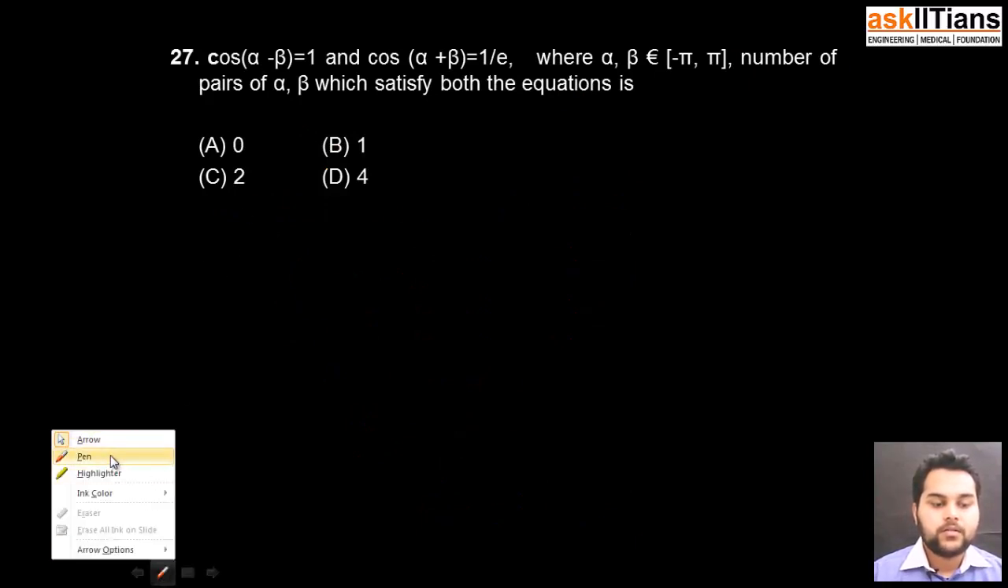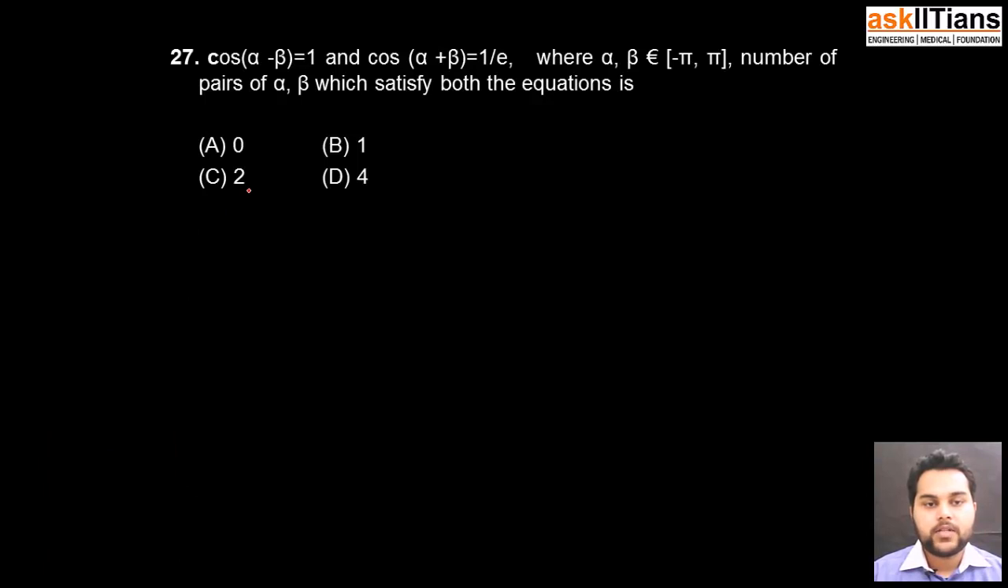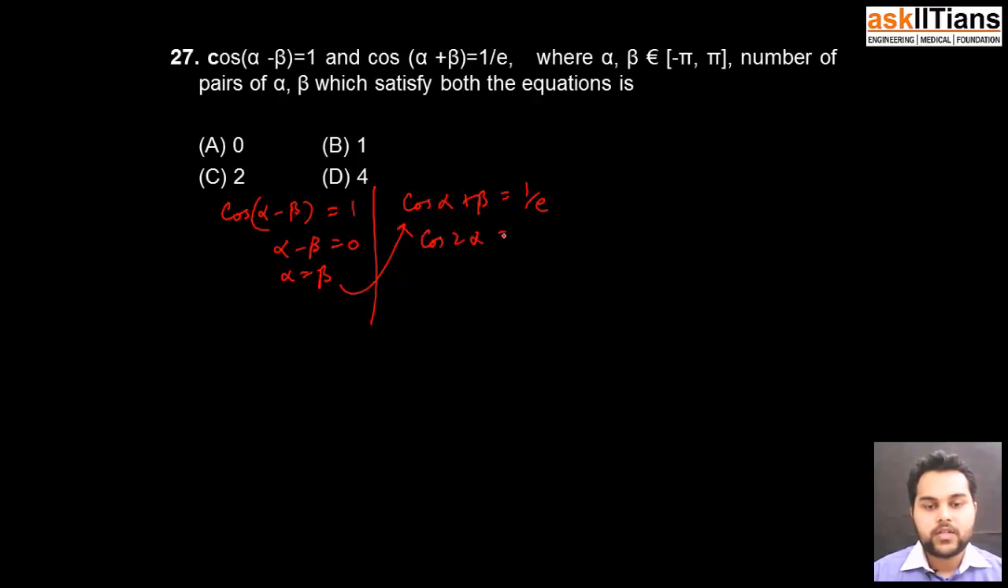Now for the next question, cos of alpha minus beta is equal to 1 and cos of alpha plus beta is equal to 1 by e, where alpha, beta belong to minus pi to pi. Number of pairs of alpha, beta which satisfy both the equations is. Starting with the first equation, cos of alpha minus beta is equal to 1, that gives me alpha minus beta being equal to 0. I have alpha is equal to beta. Now for the second equation, I have cos of alpha plus beta is equal to 1 by e. Substituting this in the second equation, I get cos 2 alpha is equal to 1 by e.